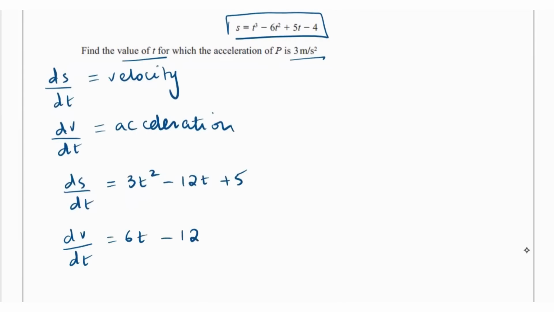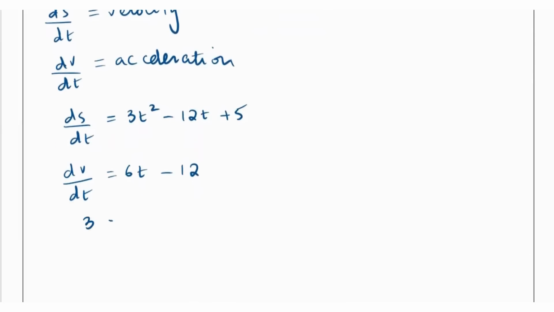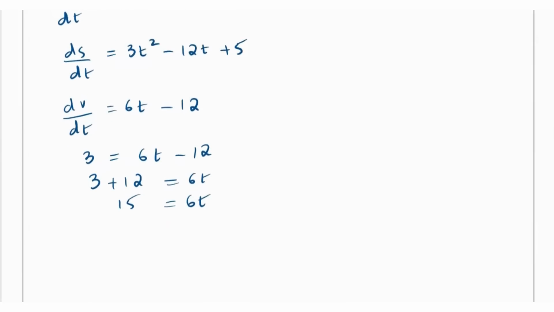They want the value of time when acceleration is 3. So you put the function for dv over dt equal to 3. Make t the subject. So that's 15 equals 6t. So 15 divided by 6 is t, which is going to give us 2.5 seconds. That's the value of t.